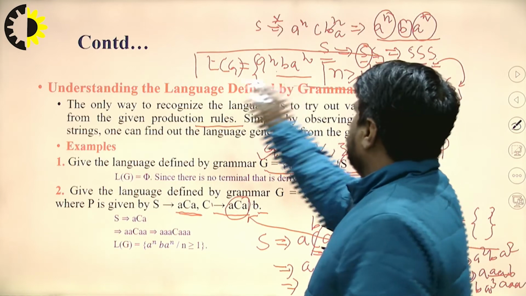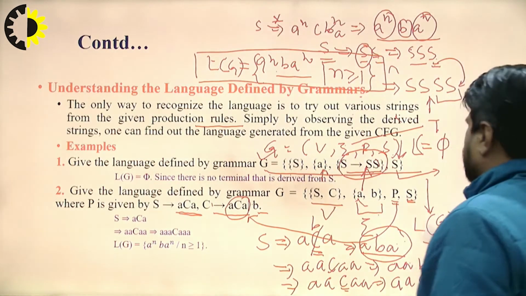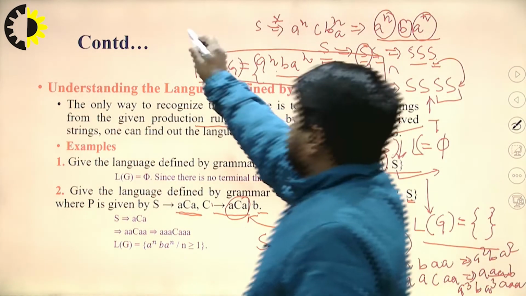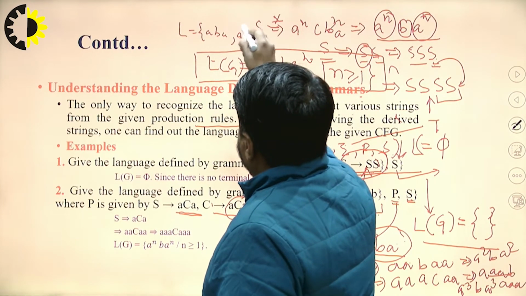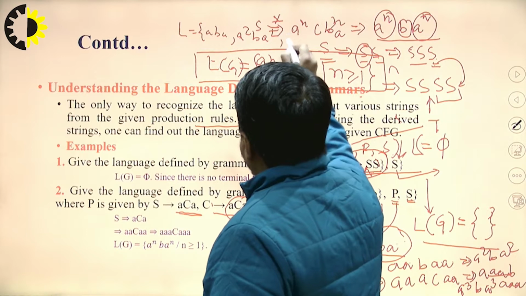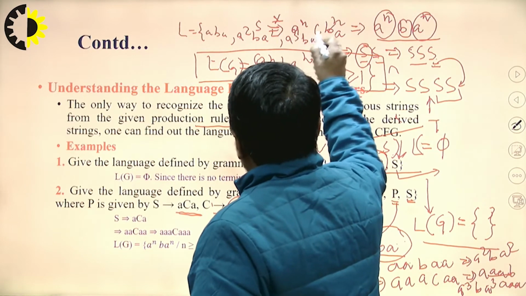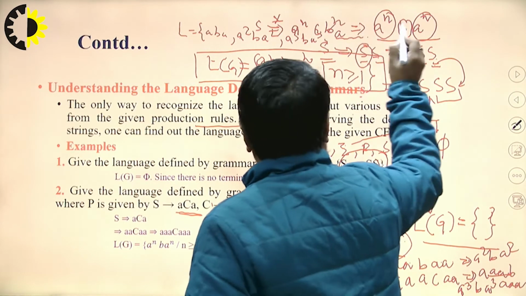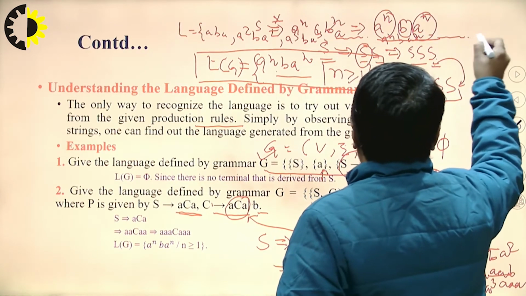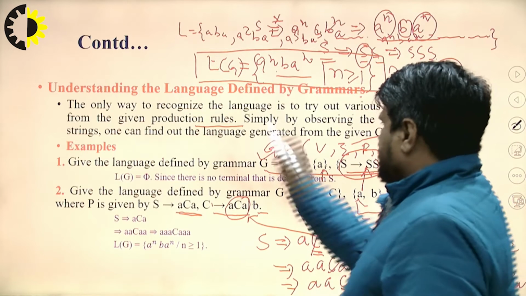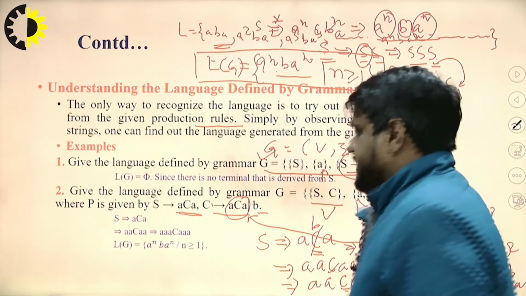Either you can write it in this manner, the set property method, or otherwise, you can write it in this manner: A is equal to A, B, A. After that, A square, B, A square. After that, A cube, B, A cube. And after that, A power n, B, A power n, and so on. So the minimum string will be constant here. Property is here, right?